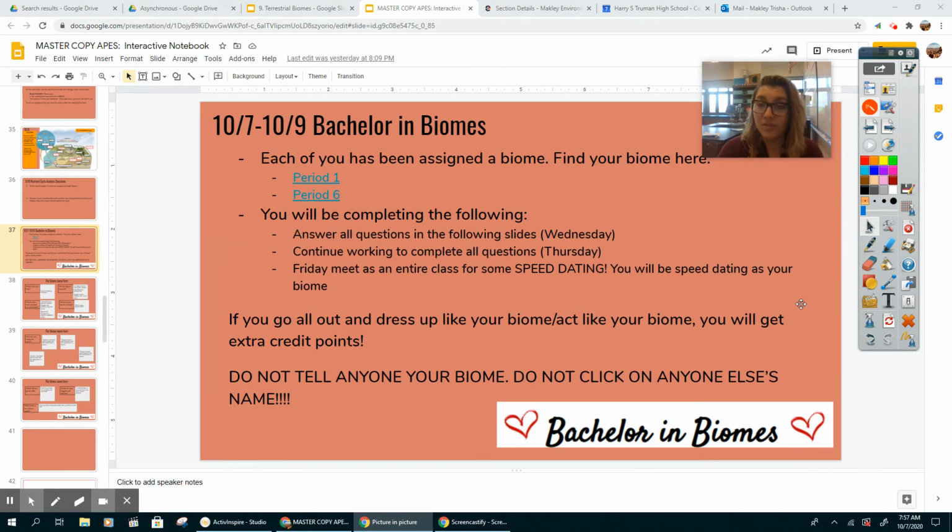So each of you has been assigned a biome. If you're in period 1, you're going to click on the period 1 link. If you're in period 6, click on period 6. You'll find a list of your names with a hyperlink to a document. Look at it, exit out of the document, and start doing your research. It's going to tell you which of the biomes you have been assigned to.